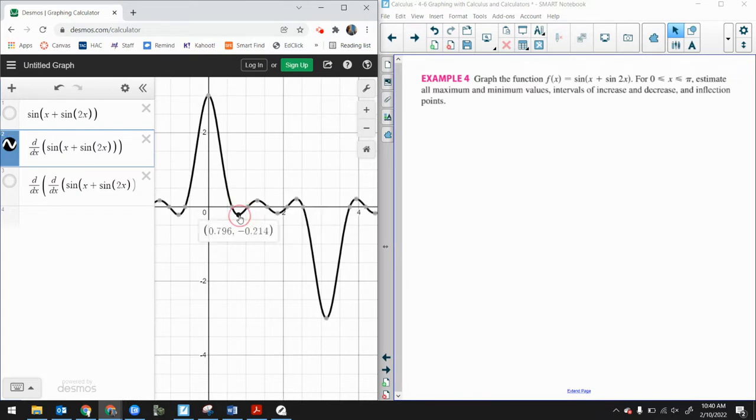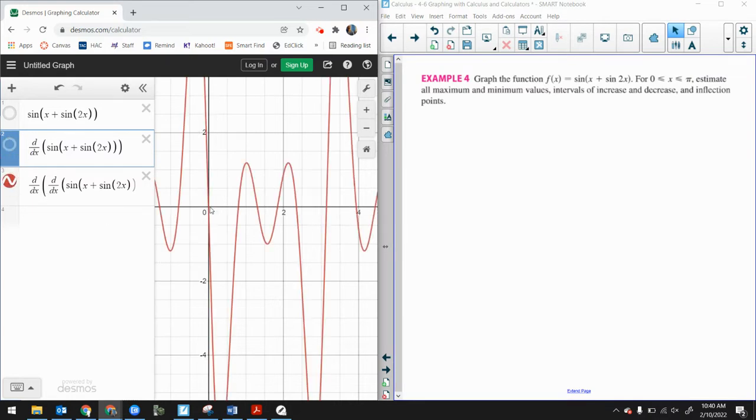Then I need a screenshot of the maximum and minimum values of the first derivative, because those x values are the intervals of concavity. And I need to take a screenshot of that and show the zeros of my second derivative have those exact same x values. Okay? Now notice again, all of these x values, 0, 0.796, 1.301, those are all inflection points.